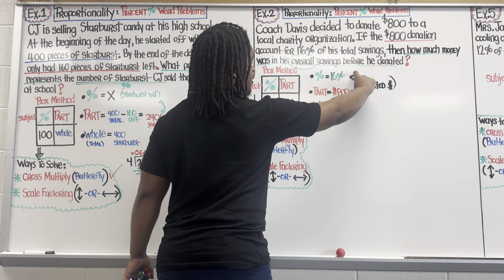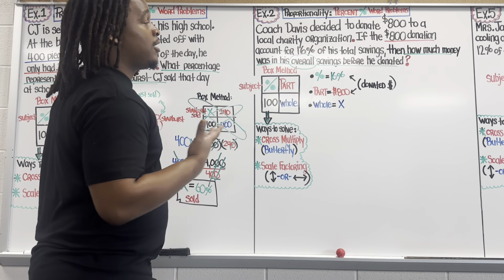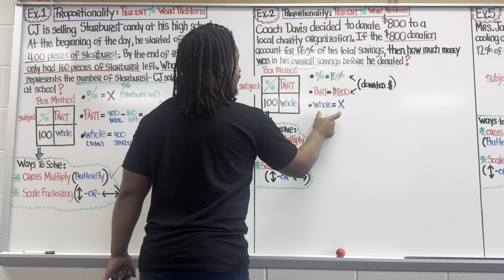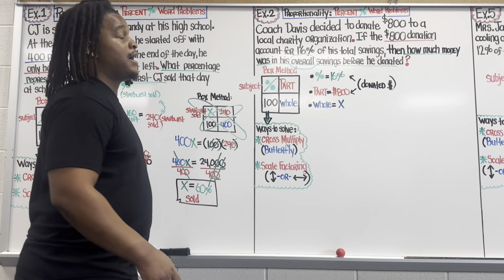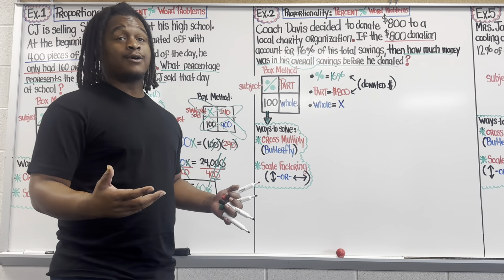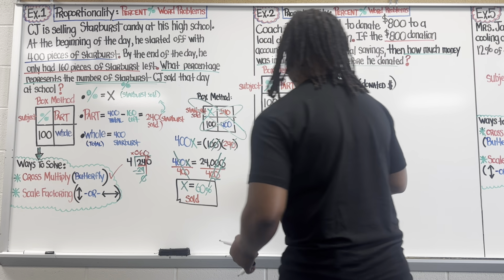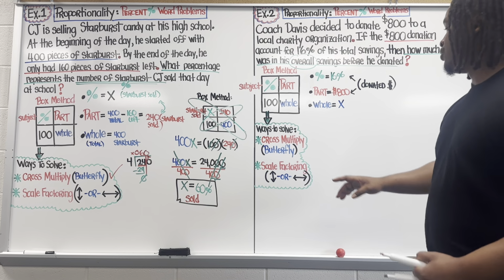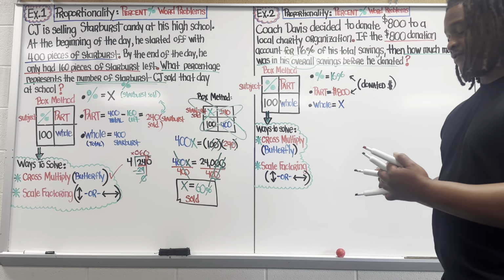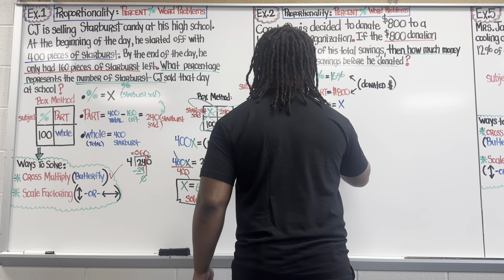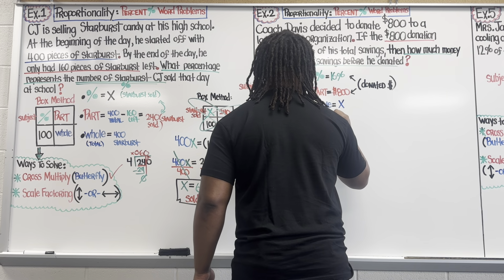And this is what he donated, right? So now, guys, all we need to do is just plug in these values to solve to see how much money he had in his overall savings, which represents the whole, okay? So what I'm gonna do is, guys, I actually wanna show both ways. I'm gonna do cross multiplication and I'm gonna do scale factoring. Okay, so let's do the cross multiplication way.